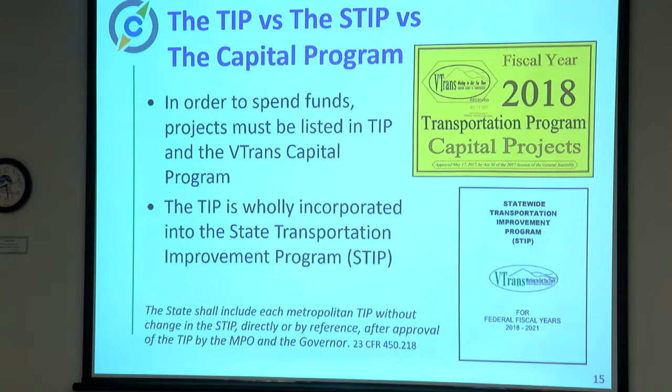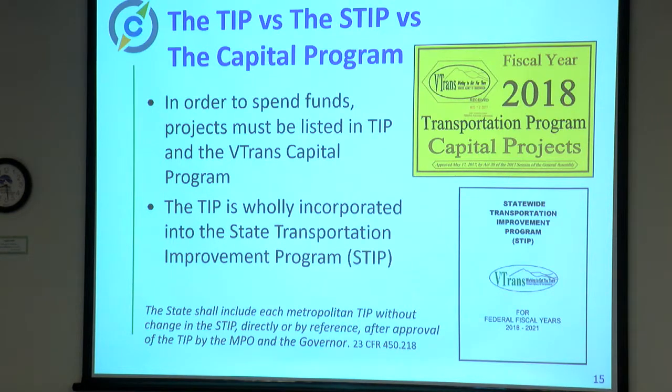And the last point that I'm gonna make is, so there is a TIP, talking about that. There's also a STIP, the State Transportation Improvement Program. Those are federal documents that are required by the federal government. And they're planning documents that lay out the money to be spent over that time period. There's also the state capital program. And I think from the state's perspective, that's kind of more important than their STIP, because that's what they're actually spending money on. So our projects have to be in the capital program, and they have to be in the TIP in order to spend money.